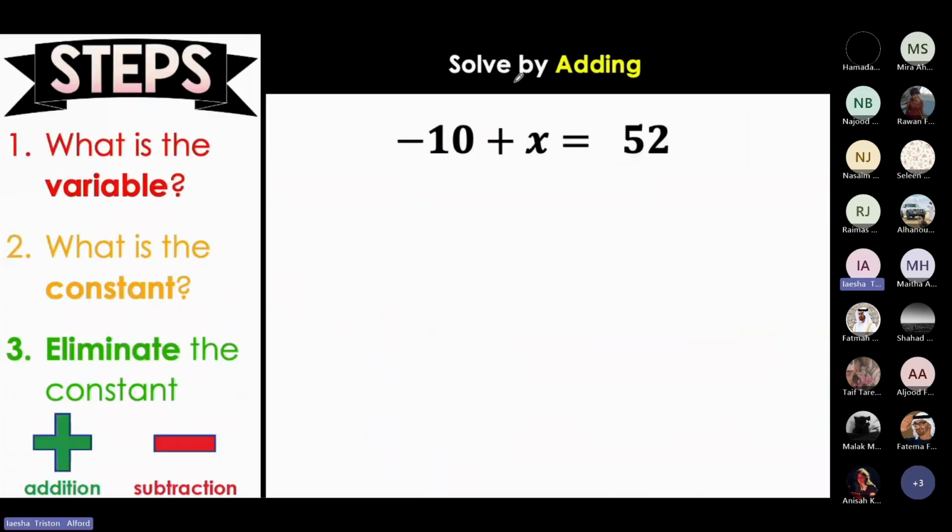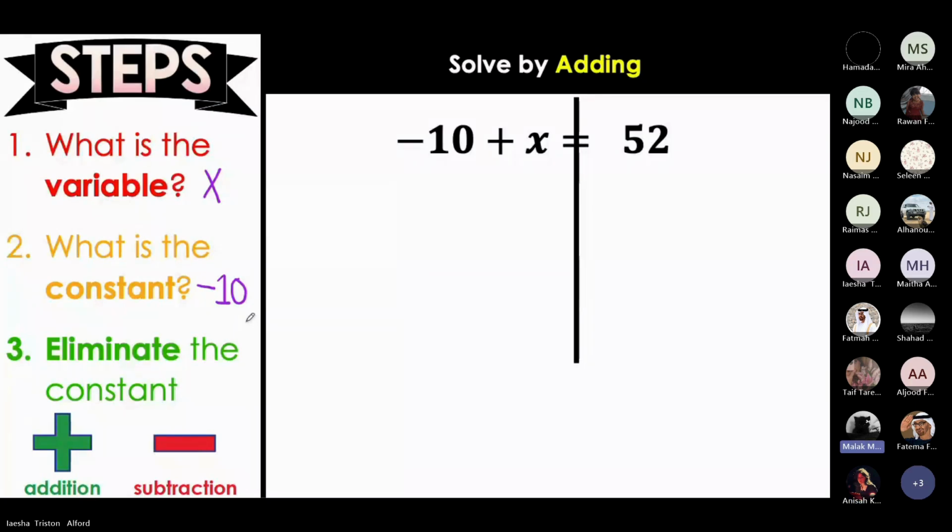So here we have it. What's the variable? X. What's your constant? 52. Positive 52. How do you know? Because it's on the other side. Not correct. Add 10 on both sides? Not yet. First, I want to know what the number, the constant, is. Negative 10. Correct. It's -10.